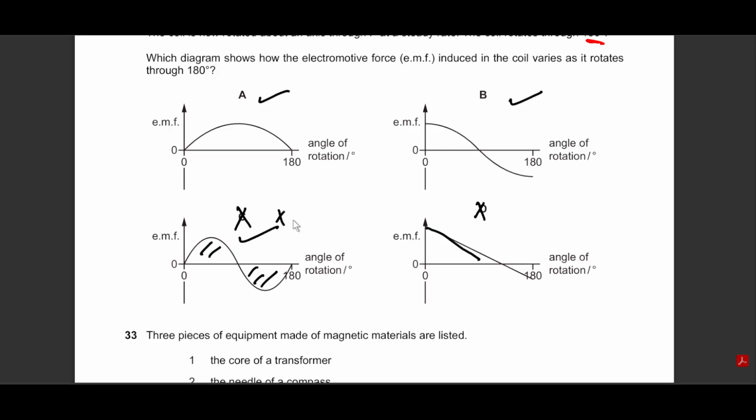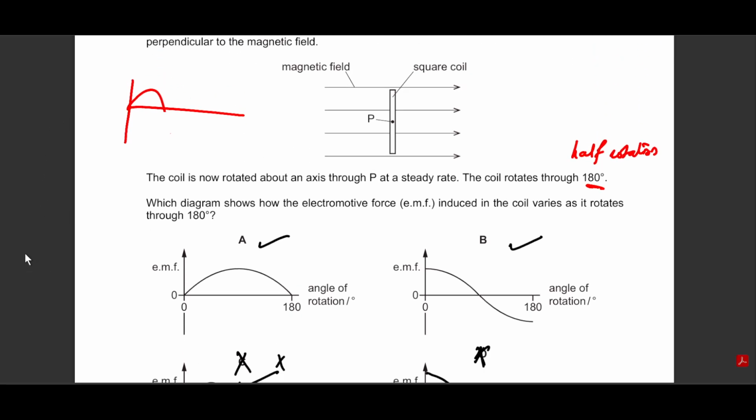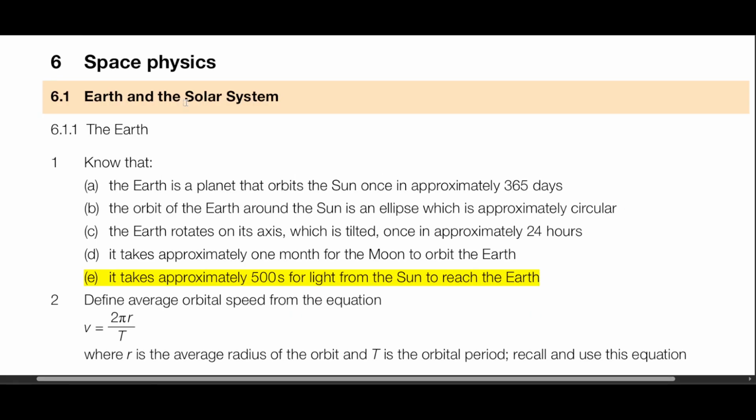So we are rejecting C and D based on our previous knowledge, and we have to now decide between A and B because both could be correct. They're both having half a wave characteristic. Now, for this, we need to go back to the syllabus.